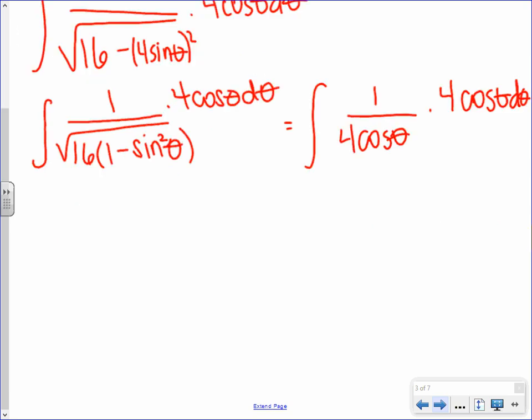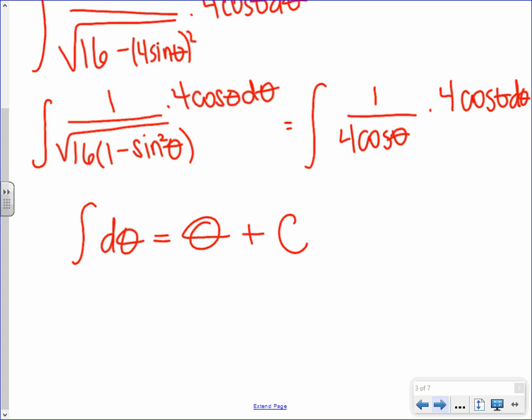So what we really have is the integral of d theta, which is what? Theta. Was our original integral in terms of theta?